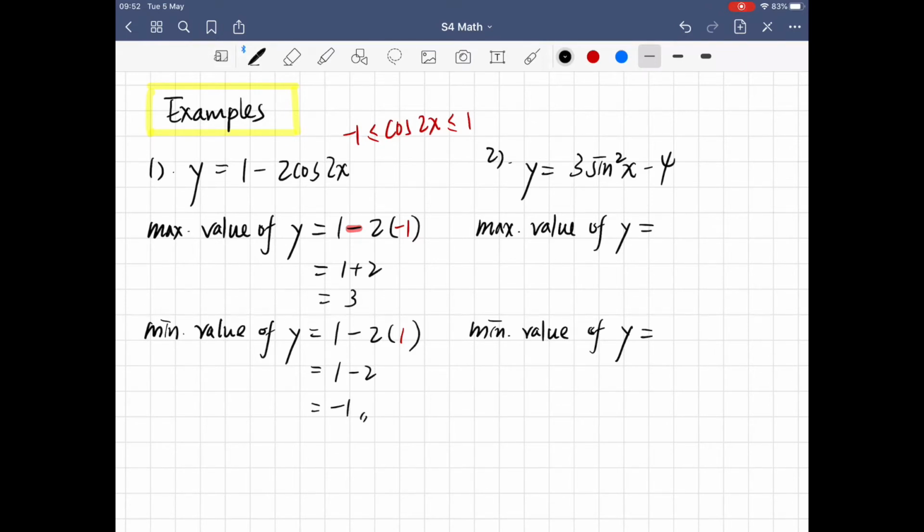Okay, then let's take a look at question 2. Y equals to 3 sine square x minus 4. So in this case, in order to find the maximum and minimum, we have to put some value for the sine square. Okay, and then for sine square x, the maximum will be 1 and the minimum will be 0. So in order to find the maximum value, we'll put 1, and for the minimum value, we'll put 0. Then we can get the results, -1 and -4.